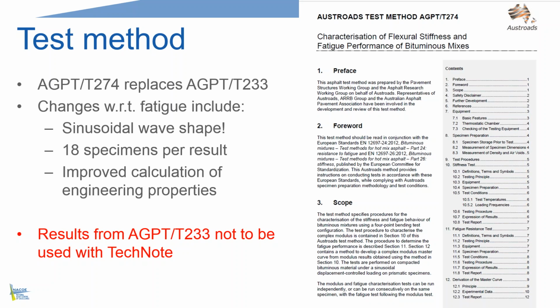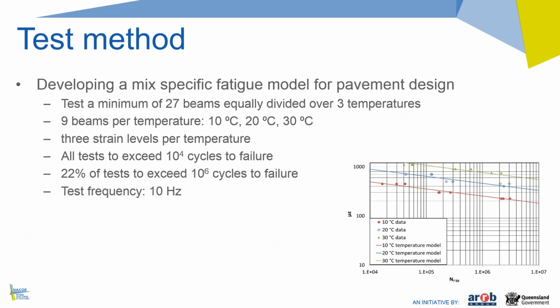I'll get to that. And there's also some changes to engineering properties like the complex modulus, also the dissipated energies in the test, etc. But just for clarity, we cannot use the historical outcomes of 233 for use with this tech node. You need to be testing according to 274.